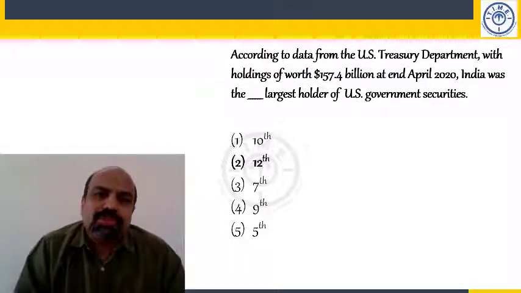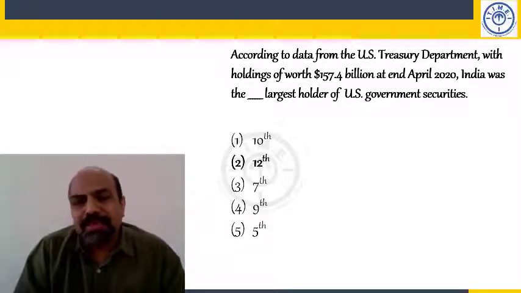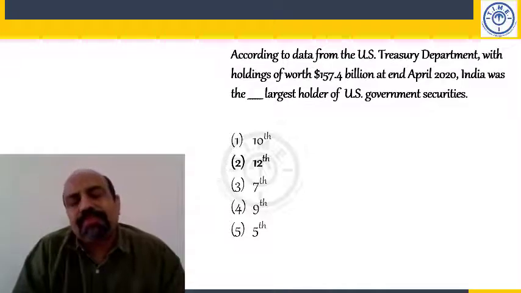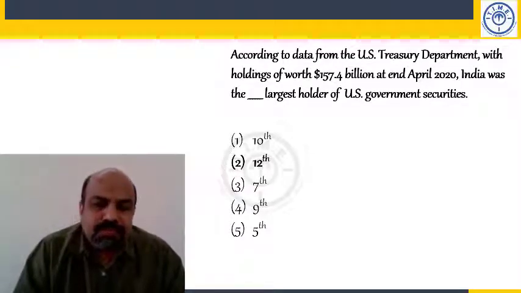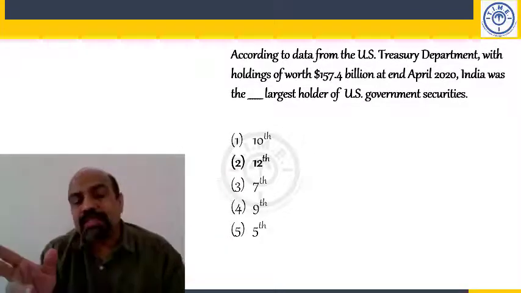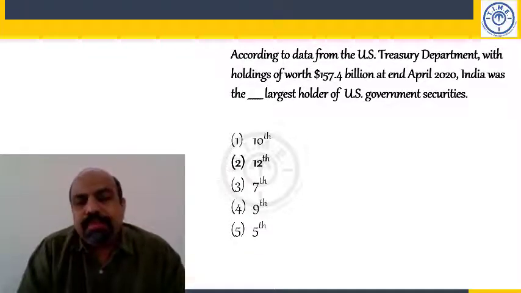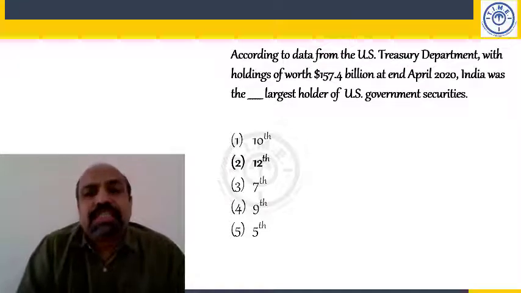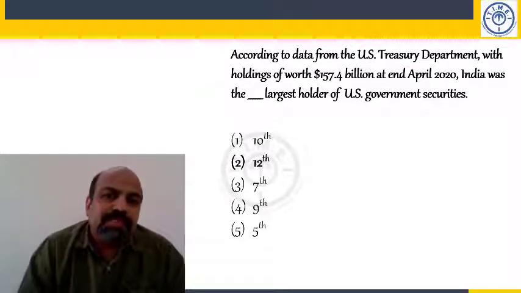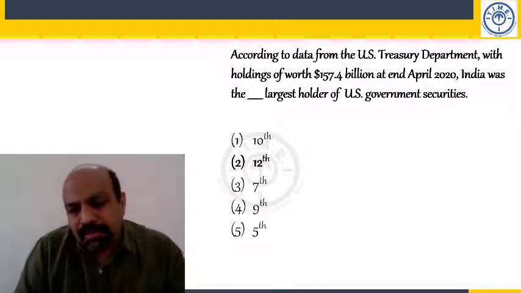Rank 2, China, 1072. I'm giving the exact numbers. Hey, China's numbers don't include Hong Kong. Hong Kong has invested another 242. So 3 is UK, $368 billion.